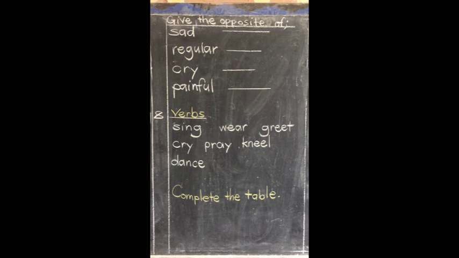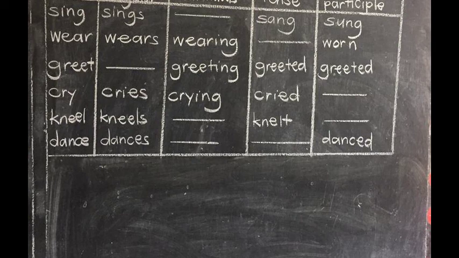So we have seen those different forms of those verbs. So the next activity that we have there is complete the table. We have the table of tenses and we have those verbs. And then you are going to fill in those missing ones. Like the sing is missing the present continuous tense, so you'll have to write it there. The wear is missing the past tense, so you'll have to fill in the past tense of wear.